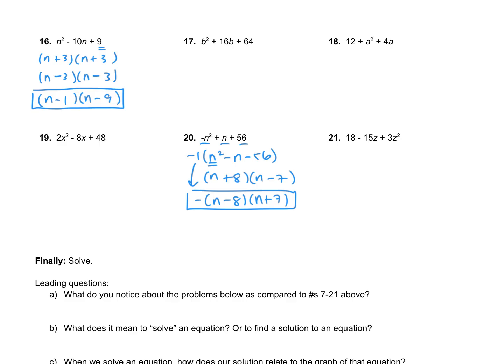Question 21. What do you notice about 21 that's different from the others? Yeah. Okay, exactly. It's not in standard form. Do you notice that the squared is at the end? Okay, so let's start by putting it in the correct order. It should go highest power to lowest. So we have 3z squared minus 15z, add 18.